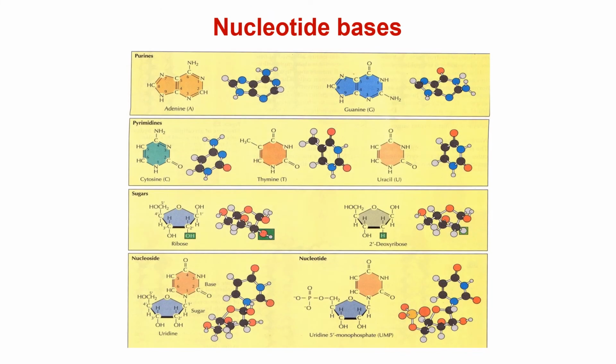So you can see the details of nucleotide bases here. You can see the structures of purines and pyrimidines, which may be single ring or double ring compounds. Purines are double ring compounds, pyrimidines are single ring compounds. This is the structure of ribose, this is the structure of deoxyribose, and these form the nucleoside without a phosphate group, and this forms the nucleotide with a phosphate group.